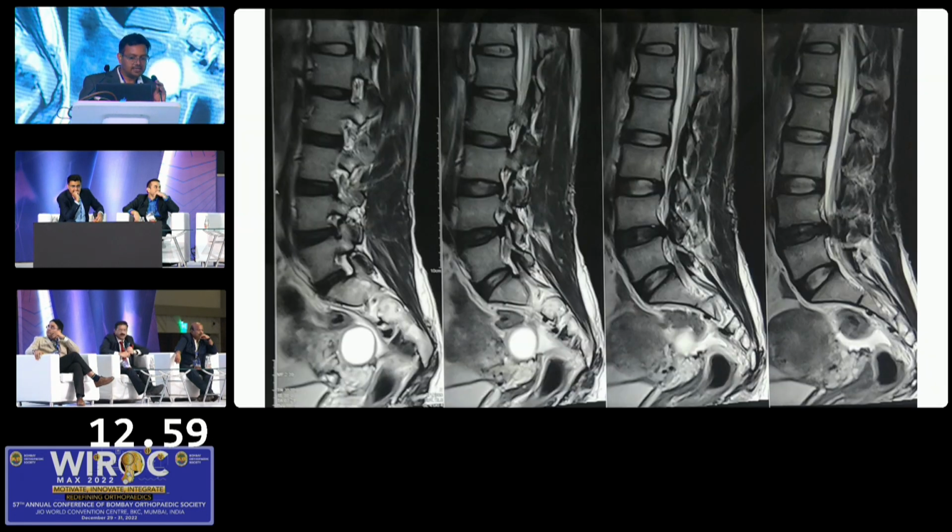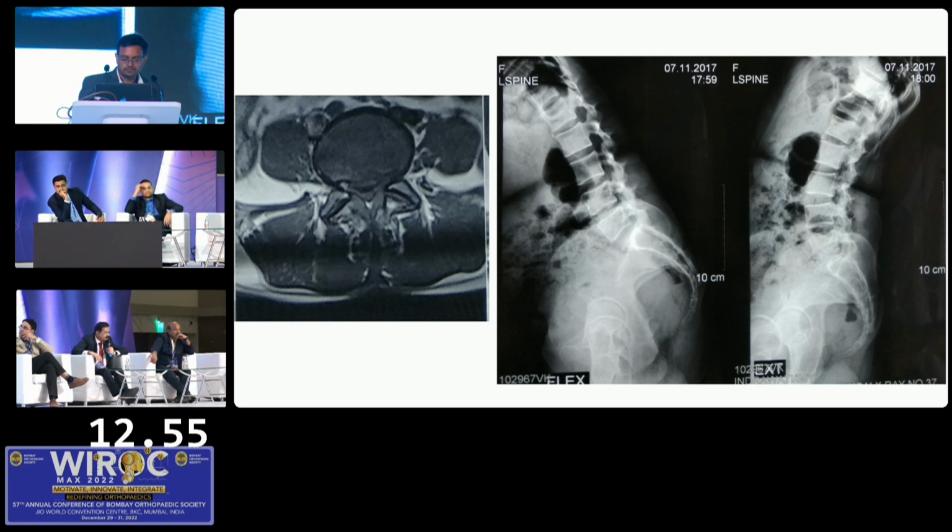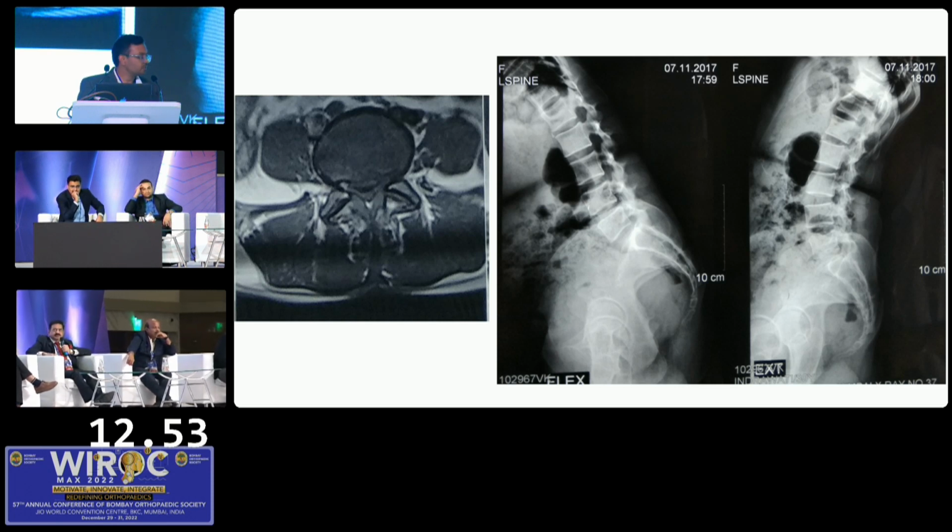This is a localized L4-L5 stenosis, and this is the axial section with a flexion-extension X-ray. It looks like more opening at L4-5. Yes, suggestive of instability. Right.